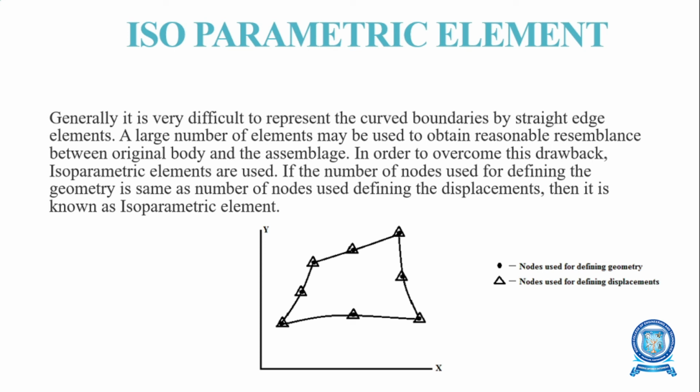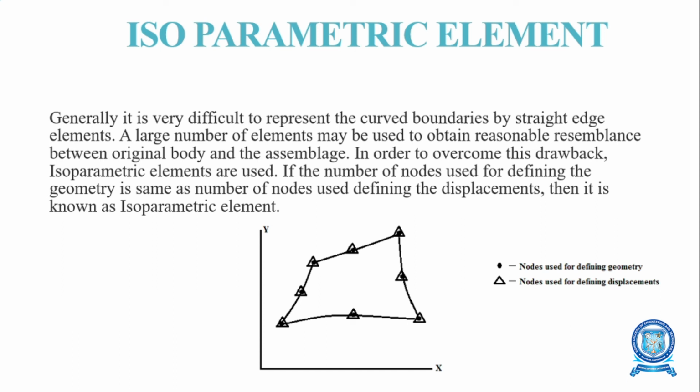Generally it is very difficult to represent curved boundaries by straight-edge elements. A large number of elements may be used to obtain a reasonable resemblance between the original body and the assemblage. Here, from the diagram, these dots are called nodes used for defining geometry, and the triangular structures are called nodes defining displacements. So dots are geometry and triangles are displacements.